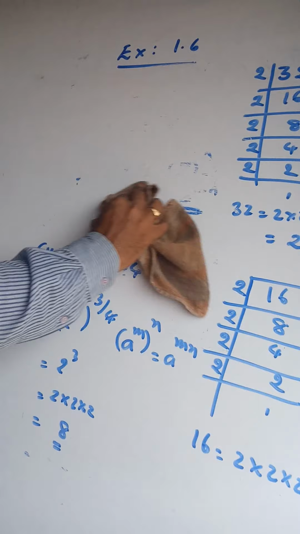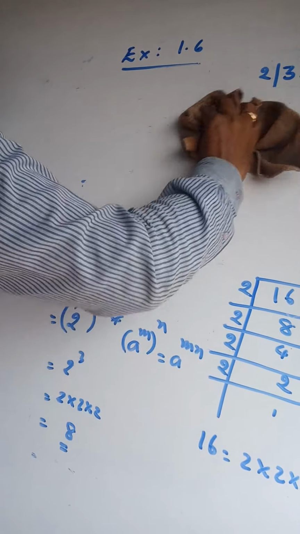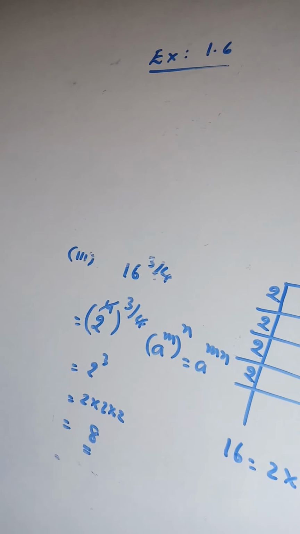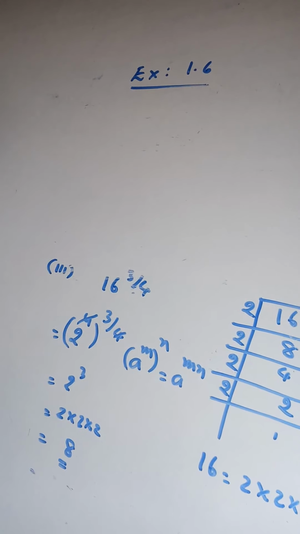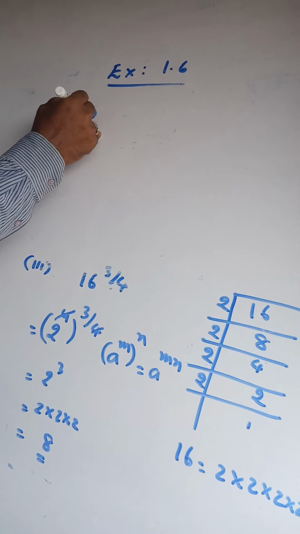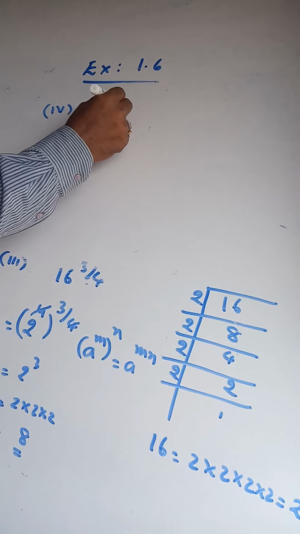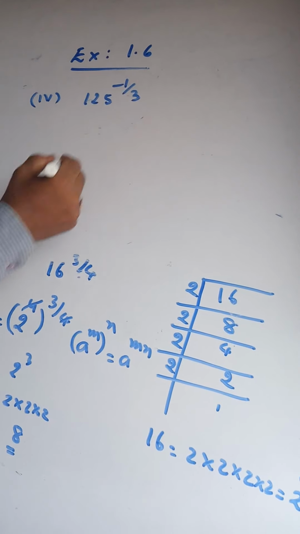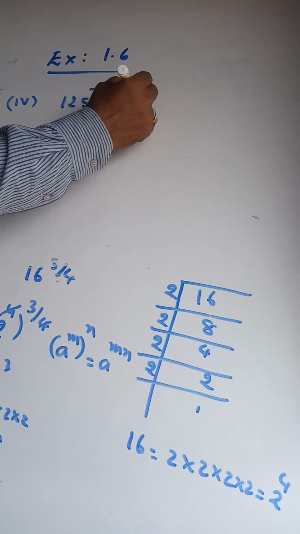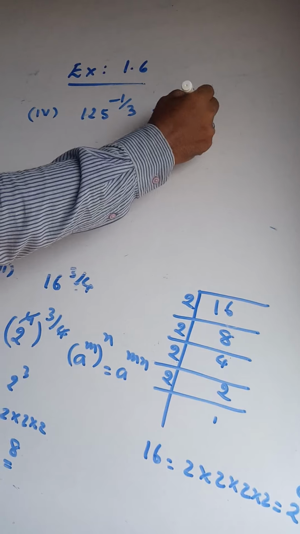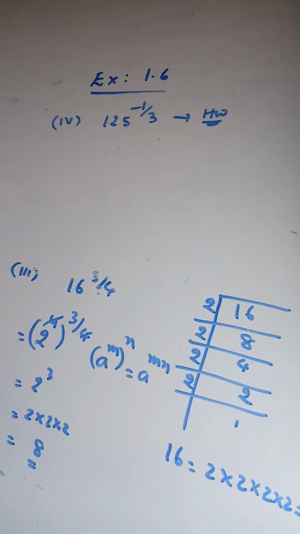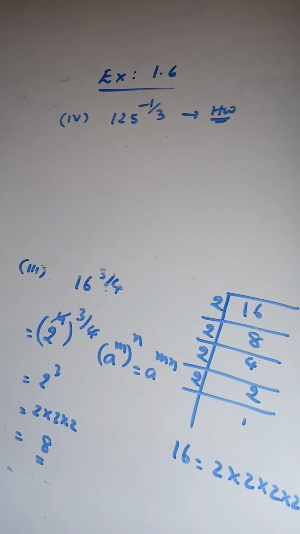One more is question number 4. Question number 4 is 125 raised to the power of 1 by 3. Okay, you do this problem in the homework. Already we have done the 125 problem, same is there.